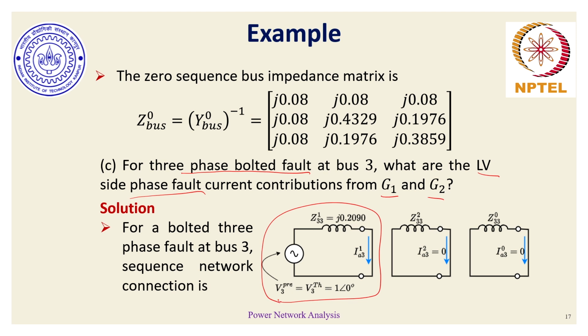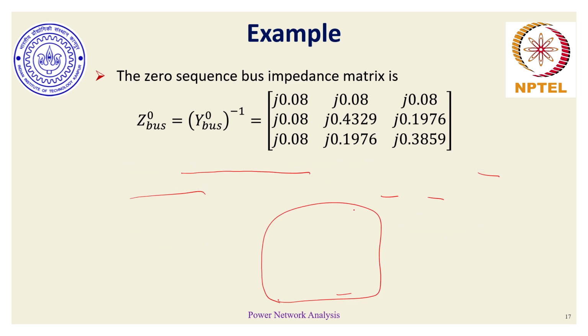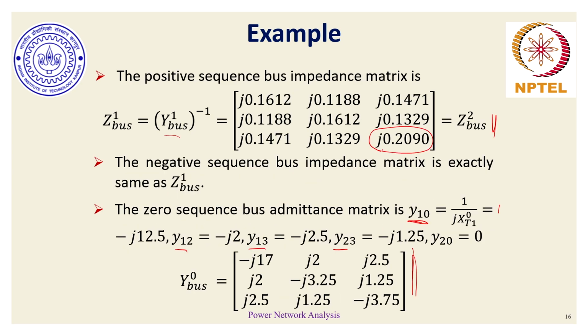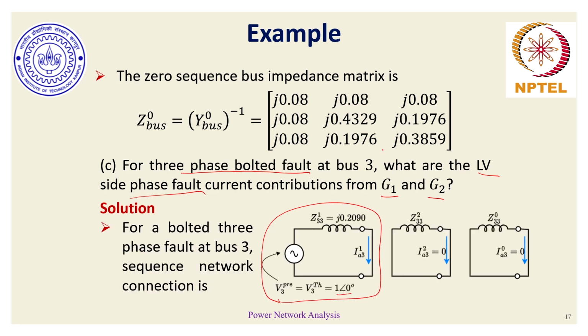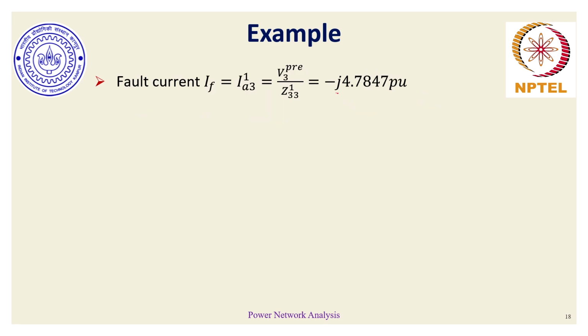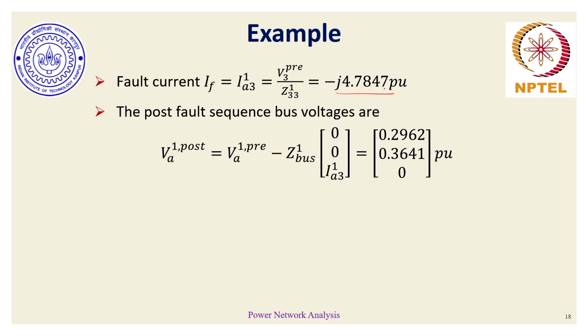For the pre-fault unloaded situation, V3 is 1 at an angle 0 because that's the unloaded situation, and with Z33 being obtained from the corresponding positive sequence bus impedance matrix, we can find the corresponding fault current for the 3-phase bolted fault, which is this number. With this fault current, we can now find the corresponding positive sequence voltages at all the buses. The first number is for bus 1, the second is for bus 2, and the third is for bus 3. Since bus 3 is solidly grounded, its terminal positive sequence voltage is perfectly zero.